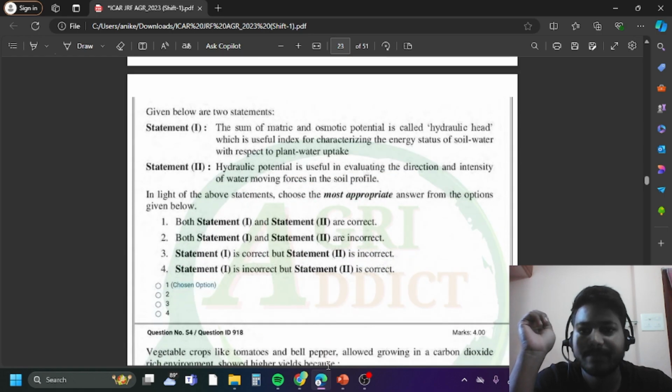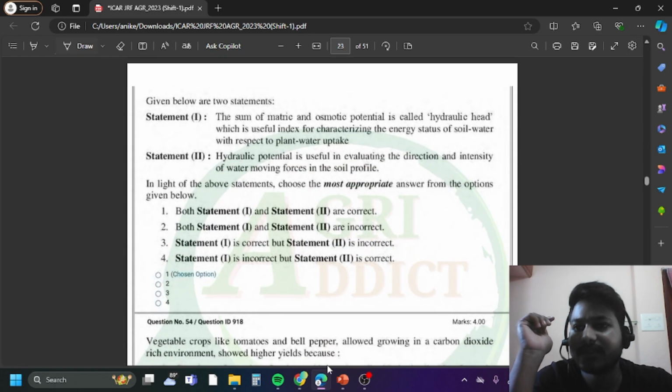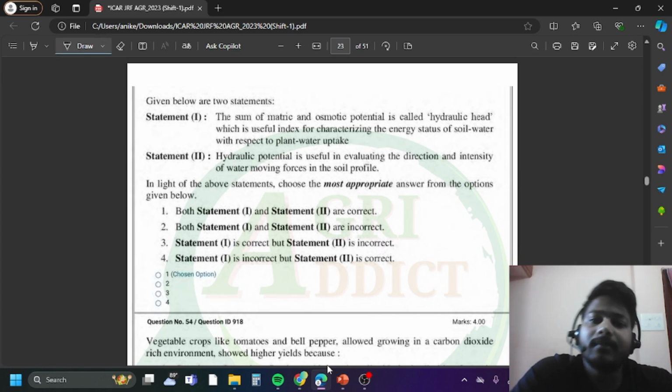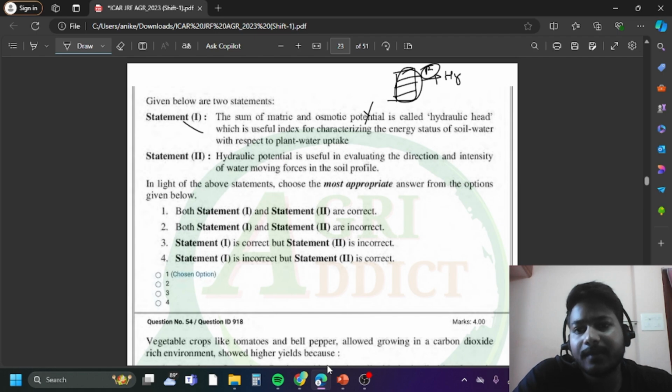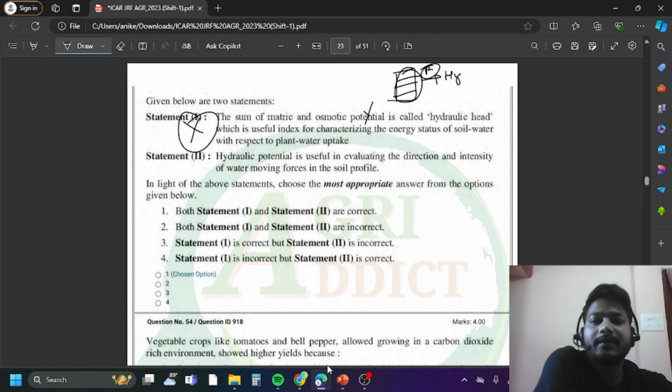Next question. Yeah, this is one important question. The sum of metric and osmotic potential is called hydraulic head. Wrong. When the soil is completely filled with water, then it is called the hydraulic head, that is gravitational potential. Okay, that is the hydraulic head.